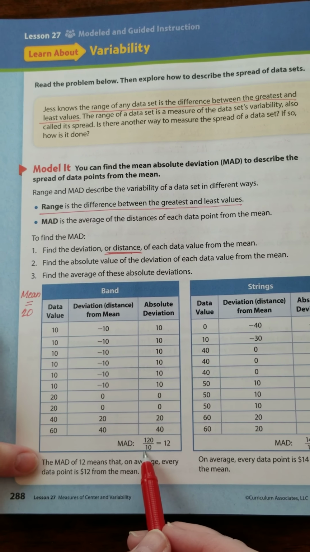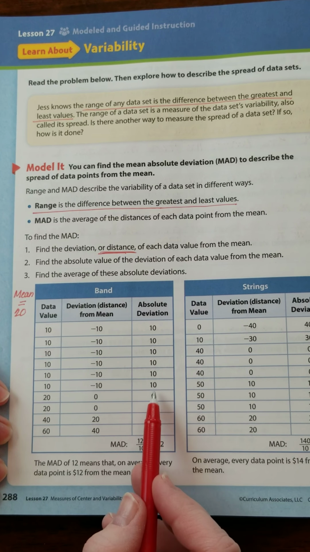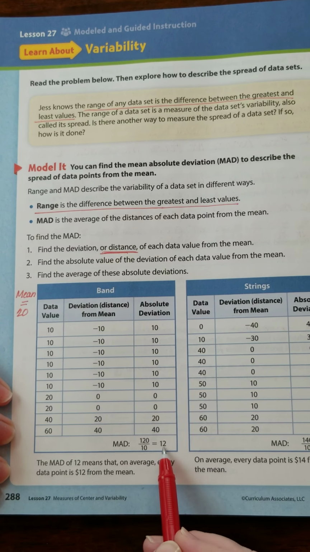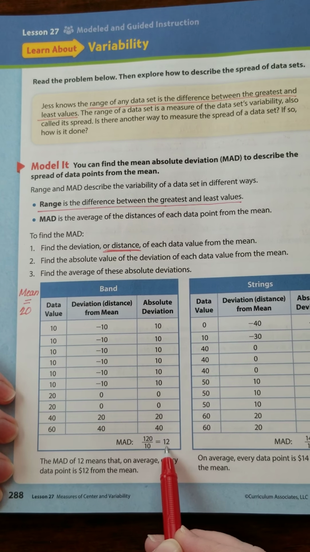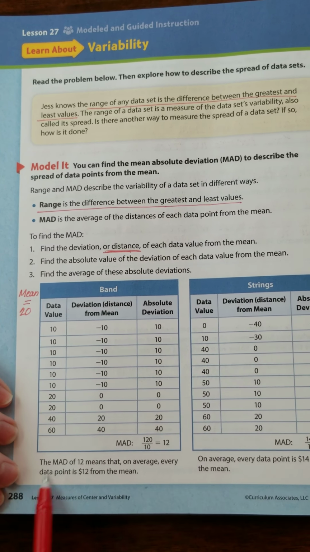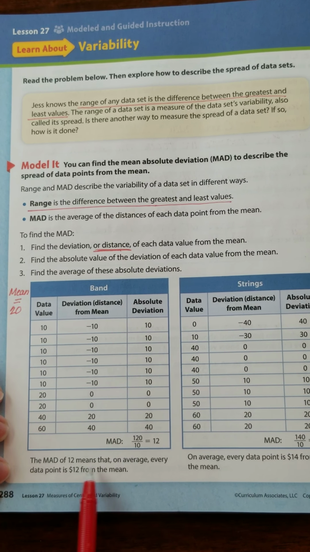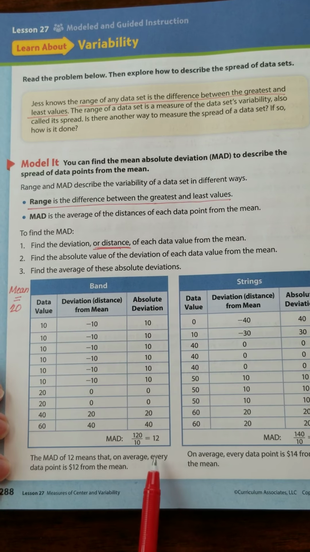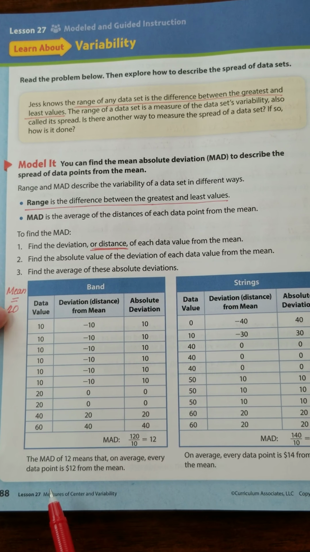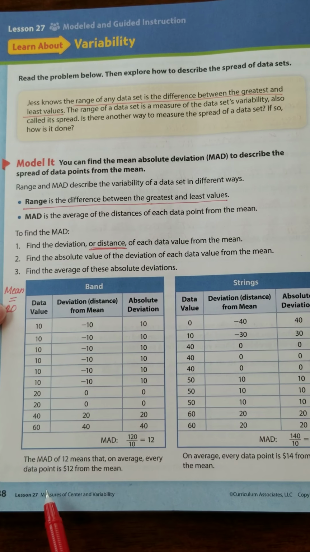And then they divide it by 10. Why did they divide it by 10? Well, because there's 10 different data points. So divide by 10, and we come up with 12. So our MAD score would be 12. And the MAD of 12 means that on average, every data point is $12 away from the mean. So on average, every data point is $12 away from 20. I hope that didn't confuse you. I hope you're still with me.